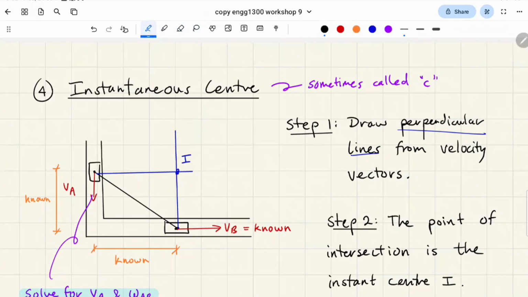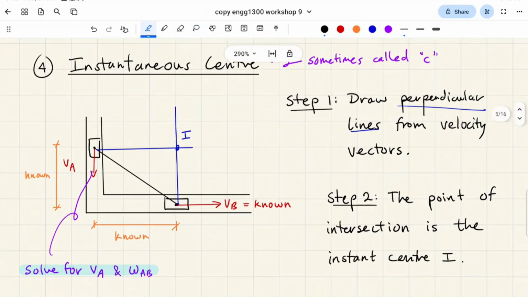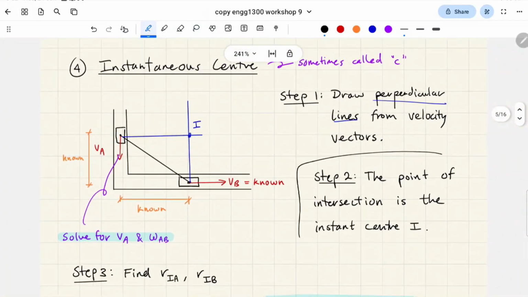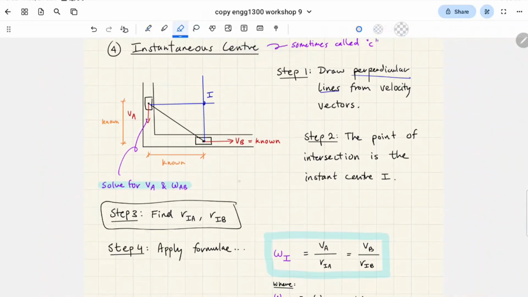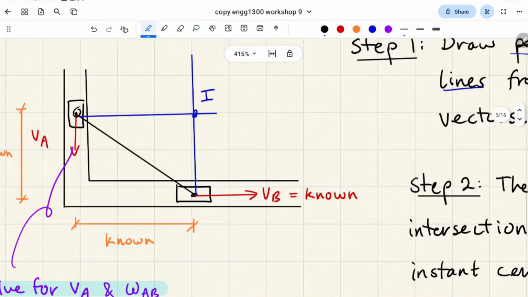It's basically called I when you have more than 2 points, because usually those points are called A and B, or sometimes OAB, but they're labeled up to C usually, so it's sometimes called I because of that. And then the next step is you want to find the radiuses between point A and I, and point B and I, right?